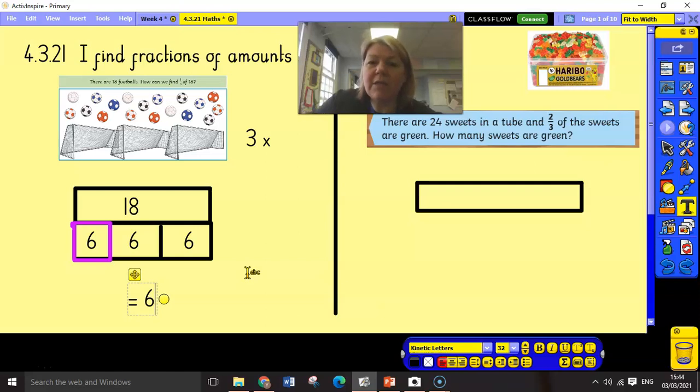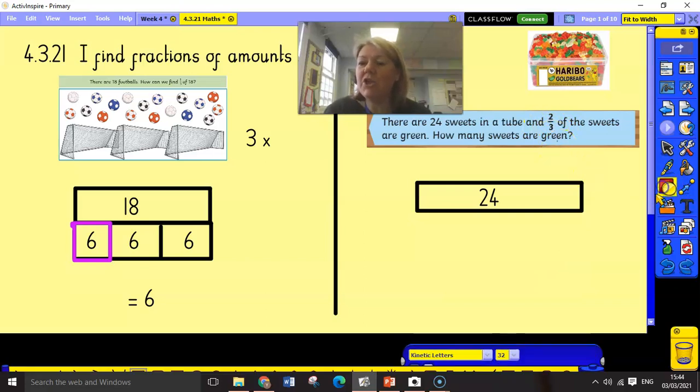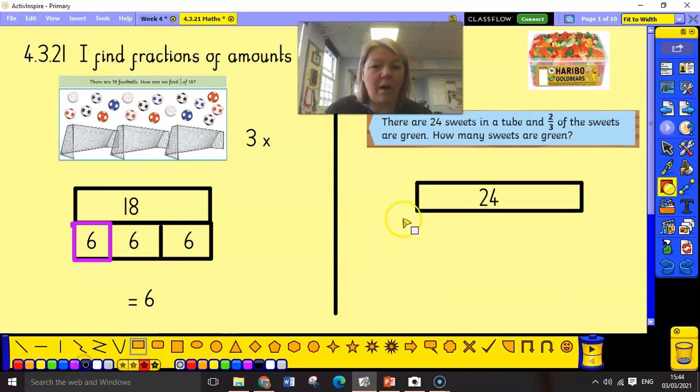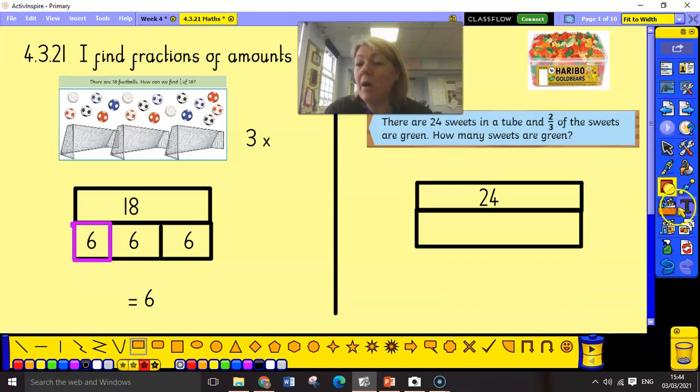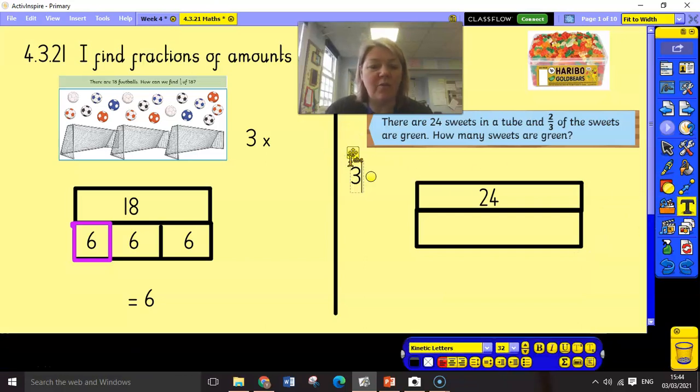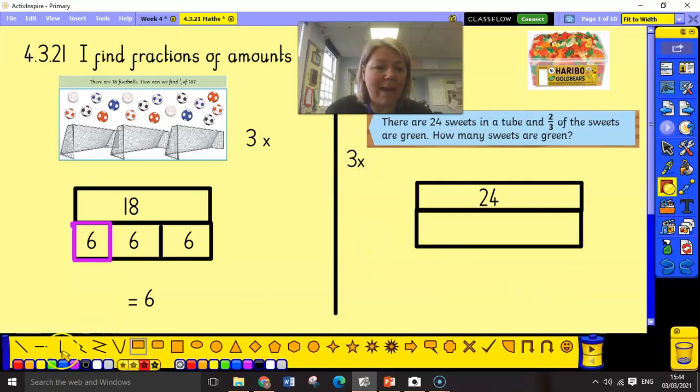Right, so the other side then. I have got 24 sweets. So my whole this time isn't 18. My whole is, you're right, it's 24. I'm still working in thirds. I can still see that my denominator here is showing me 3 parts. I've got to share my 24 into 3 parts. So again, my 3 times table is going to be very useful over here, because I can use that to help me know how many are in each part.